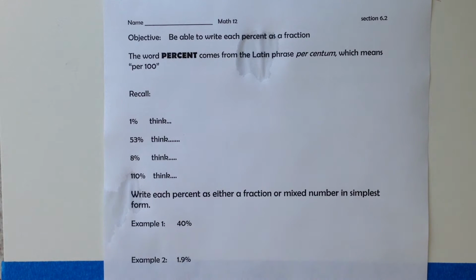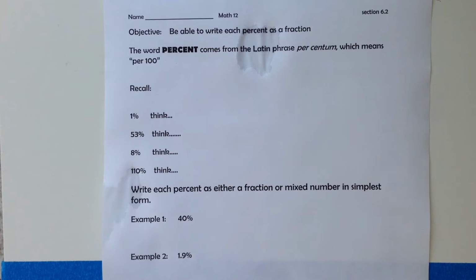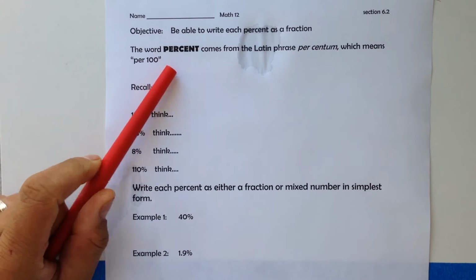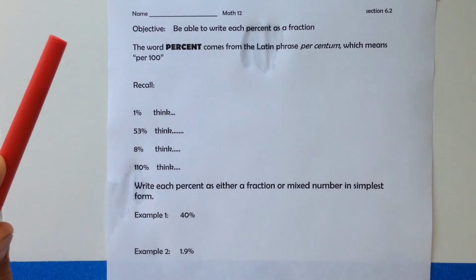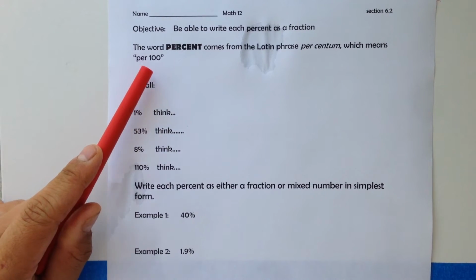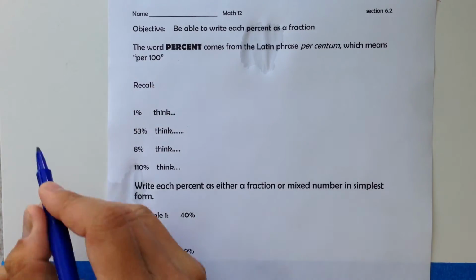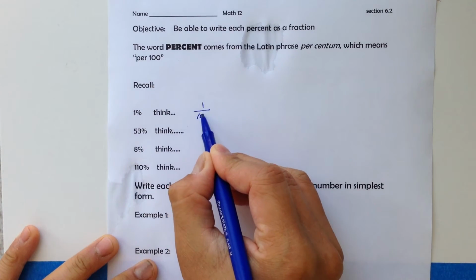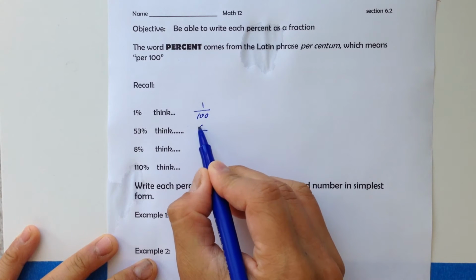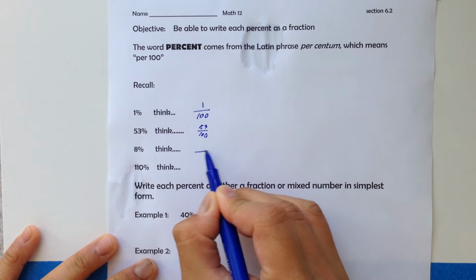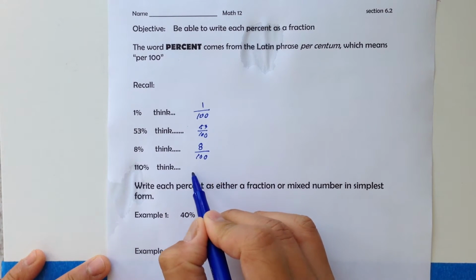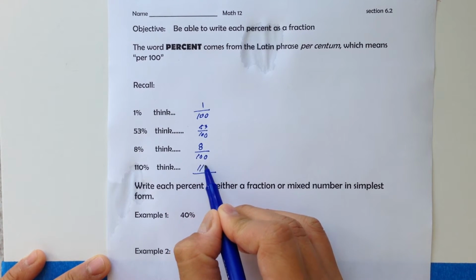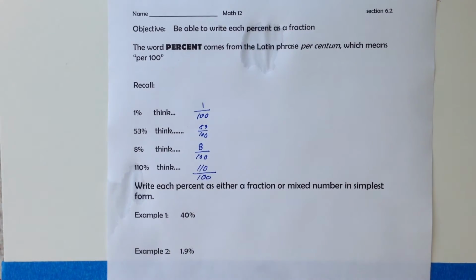So again, just so that you have this understanding, every time you hear the word percent, it means per 100. So every time you hear the word percent, think of a fraction with the denominator of 100. So again, if you hear 1%, it's 1 over 100, per 100. 53%, 53 over 100. 8%, 8 over 100. Percent is always out of 100. 110%, 110 over 100. It is always out of 100.